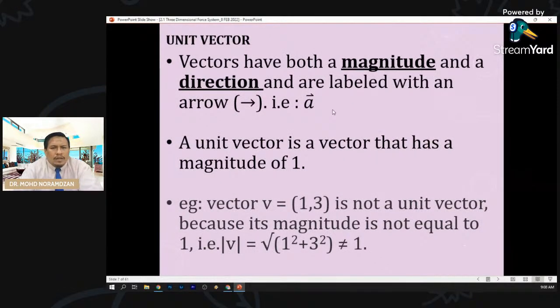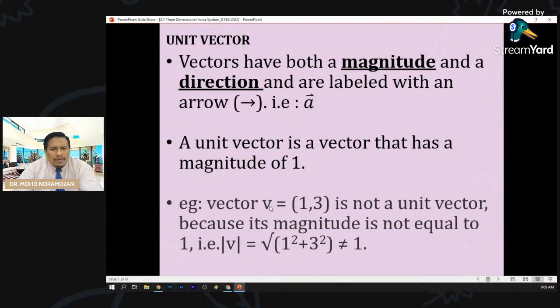So, unit vector. A vector has a magnitude and a direction, and is labeled with an arrow. This is an arrow, for example A. You can see if there is an arrow above the letter A, we can define it as a vector. A unit vector is a vector that has a magnitude of 1.